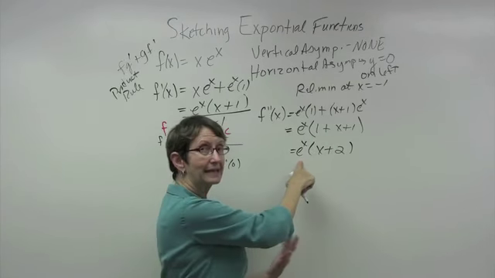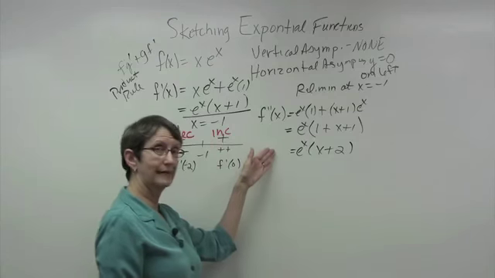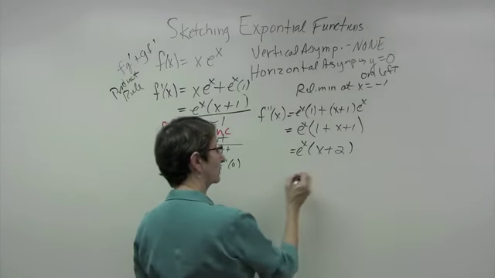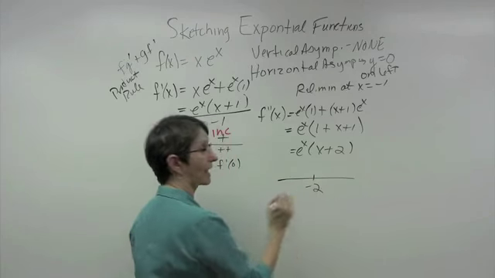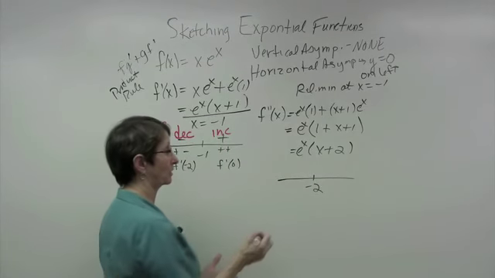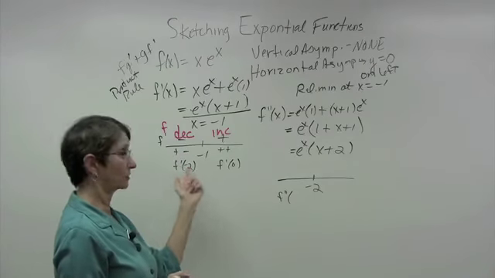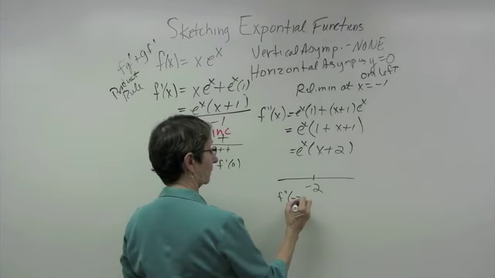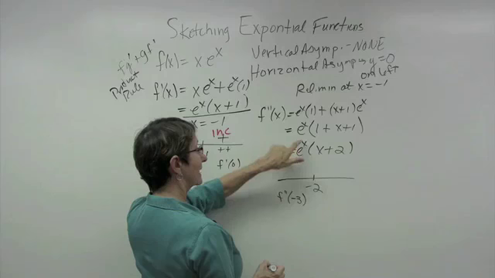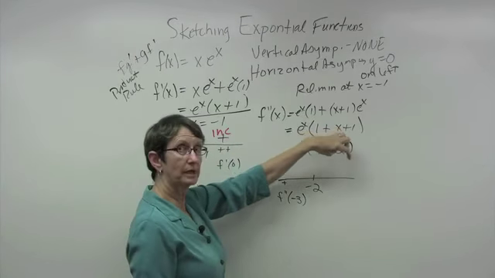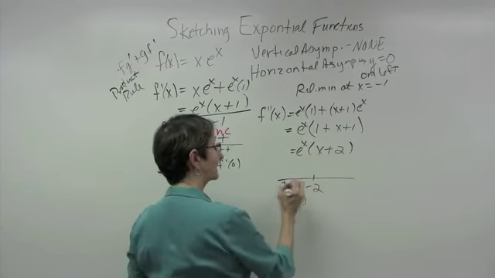And again, the e to the x does not give me a critical number when I set it equal to 0, but this part gives me x equal to -2, so I put -2 on my number line. And I'm testing second derivatives, so I can't plug in -2 this time. Let's plug in -3 and see what we get. E to the -3 is positive. -3 plus 2 is negative. So when I multiply those two together, my second derivative is negative.